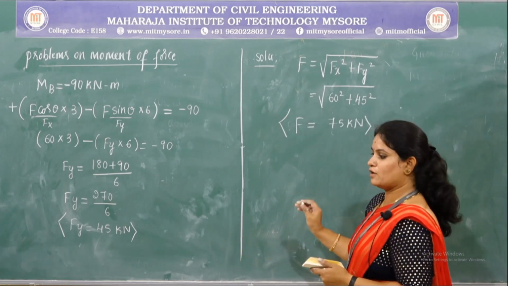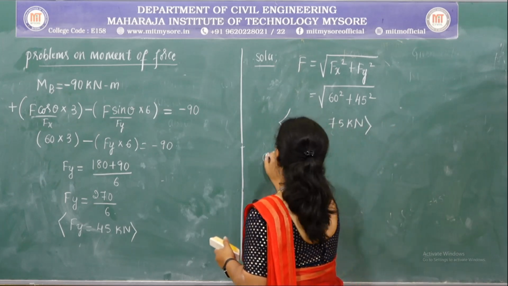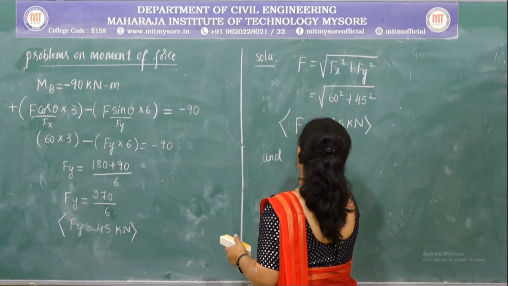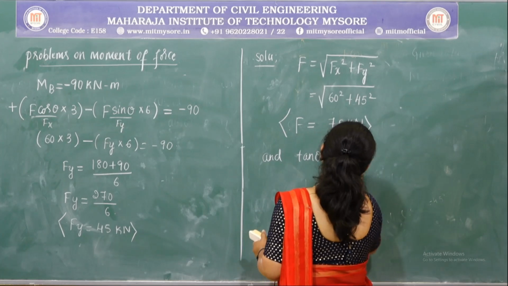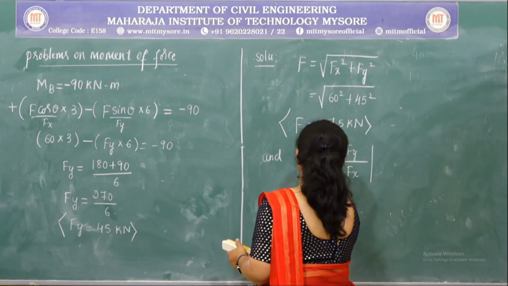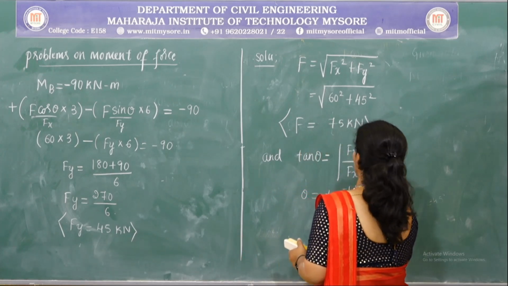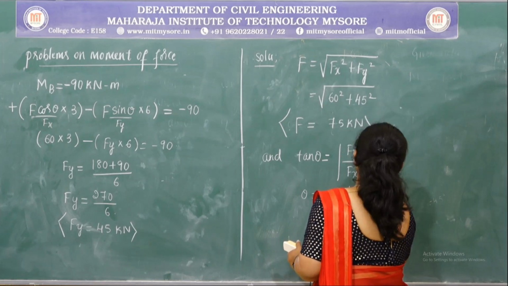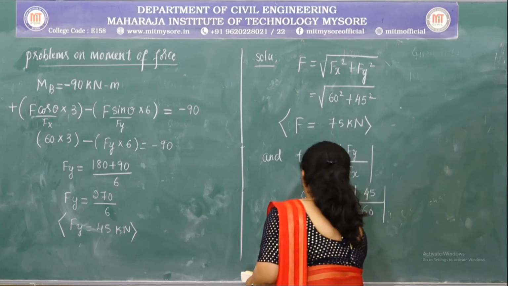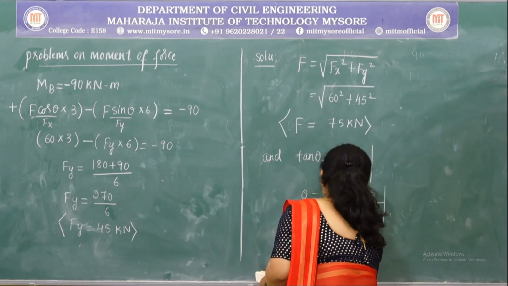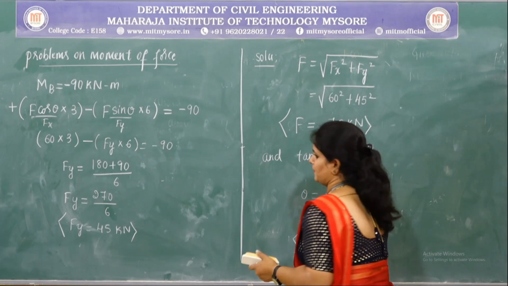And we need to find out the direction of the given force. So for that, find out the value of theta, and we know that tan theta is equal to mod of Fy by Fx. So theta is equal to the tan inverse of the value of Fy, 45, and the value of Fx, 60. So on solving this we got the value of theta as 36.87 degree.